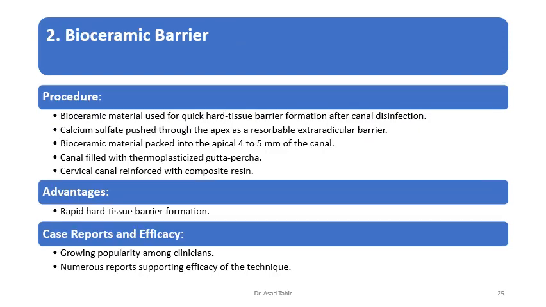2. Bioceramic barrier. Procedure: bioceramic material used for quick hard tissue barrier formation after canal disinfection. Calcium sulfate pushed through the apex as a resorbable extraradicular barrier. Bioceramic material packed into the apical 4 to 5 mm of the canal. Canal filled with thermoplasticized gutta percha. Cervical canal reinforced with composite resin.